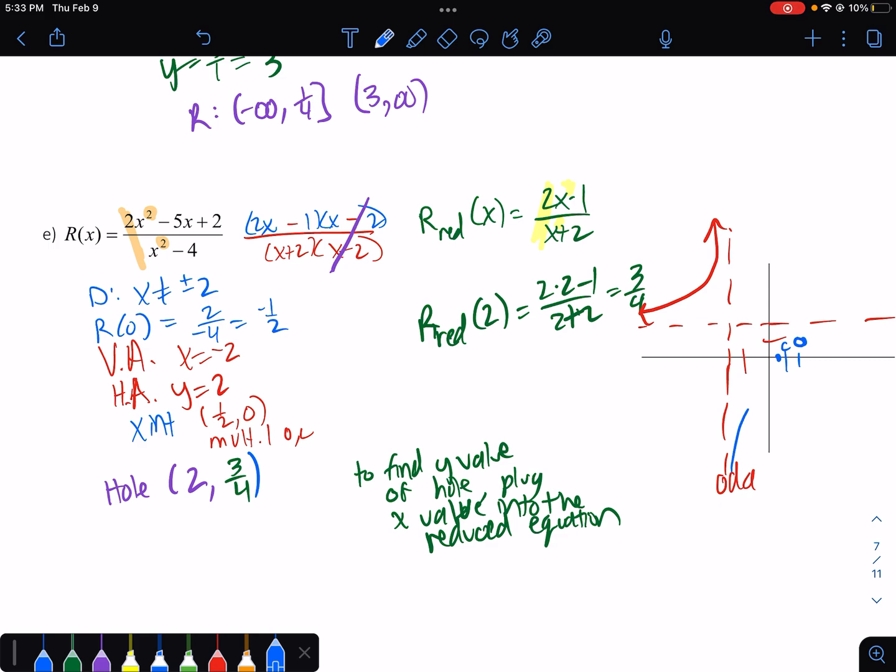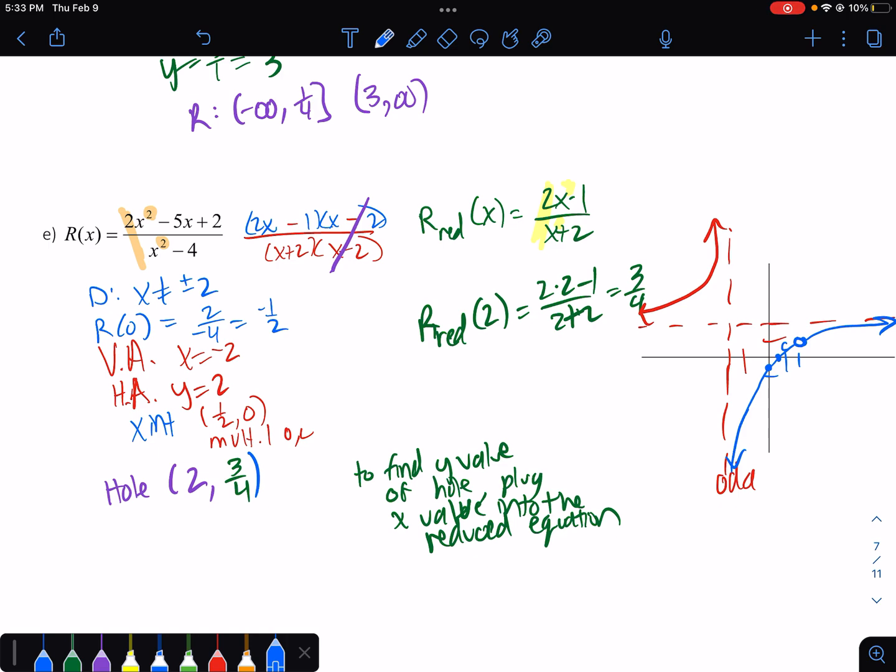Notice, did I put my y-intercept on here? Nope, I did not. My y-intercept is at -0.5. I was checking to see if I missed that one. So here I'm going to go through the y-intercept. I'm going to cross here. I'm going to come to the hole. We're going to jump over it, and I'm going to pull towards that horizontal asymptote.